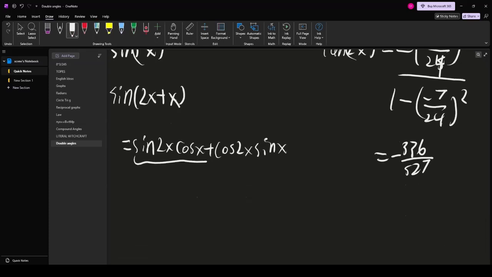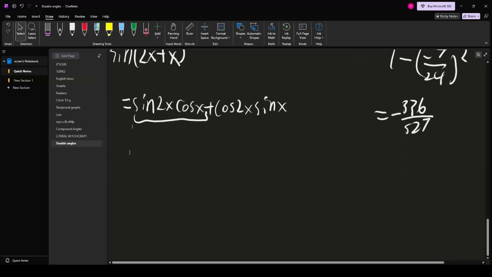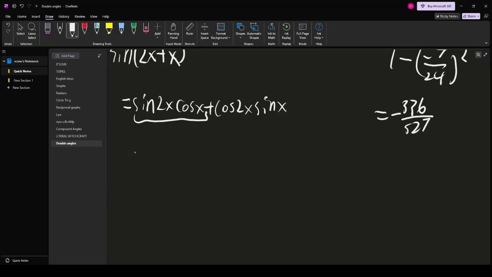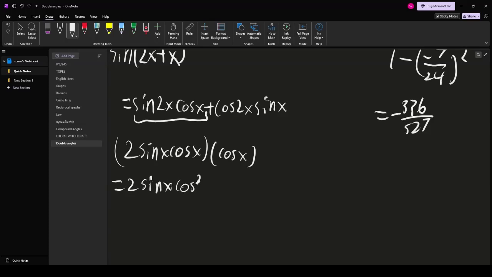Okay, so work on one part and then the other. Try not to work on the whole thing at once because then it'll get messy and you might trip yourself up. So sine 2x is 2 sine x cos x, and then you multiply that by cos x, and that equals 2 sine x cos squared x. So that's that part.